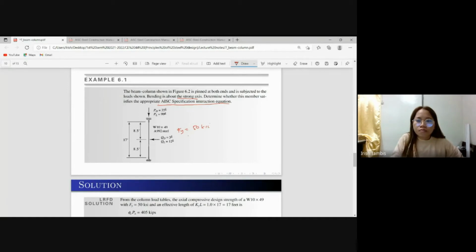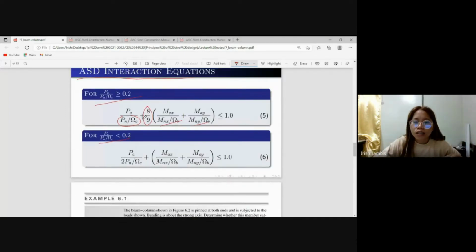50 KSI. And still, we are required to determine if this shape, W10 by 49, is appropriate, or mupasar ba siya, satisfies the appropriate AISC specification interaction equation. So, once again, itong interaction equation is this one, di ba?